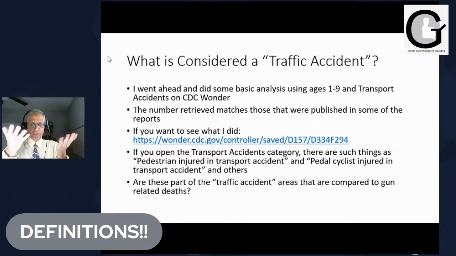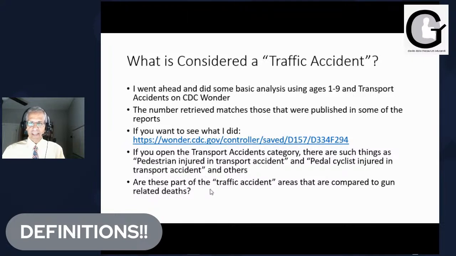That means that you have to compare the same to the same. If you don't compare the same to the same, then that's not fair. It's not a fair analysis. It's not a valid analysis. It's invalid. You can't sit there and say, this is what I have. If you open the transport accident category, there are such things as pedestrian injured in transport accident, and pedal cyclist injured in a transport accident, and others.